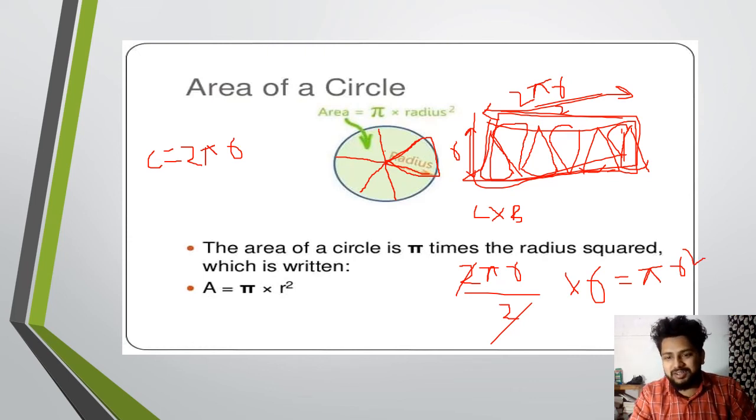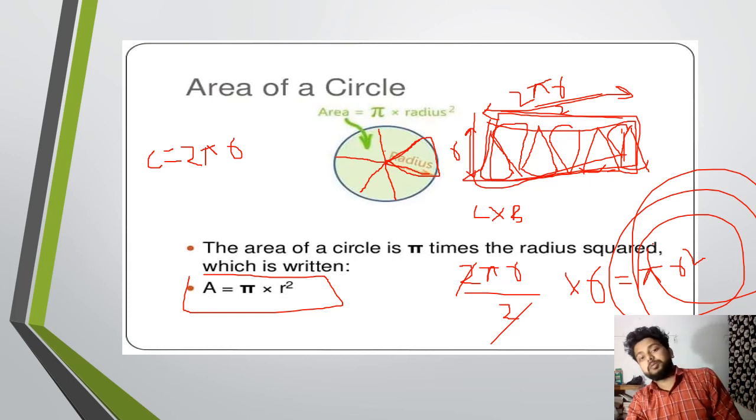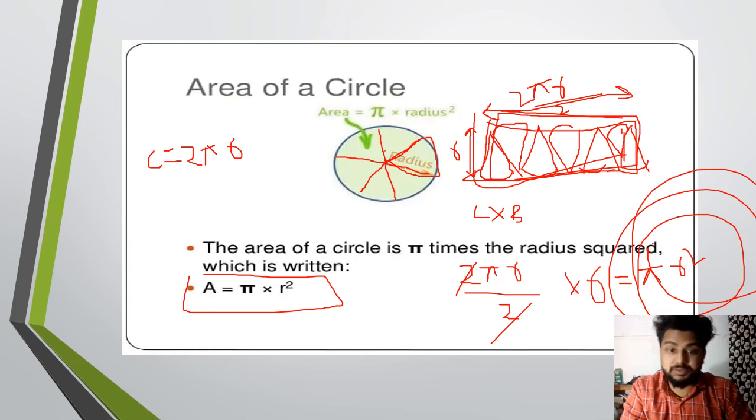Now we got the final result. The area of a circle becomes pi r square. Here is the formula, you can note it down. I have another way to prove this one.